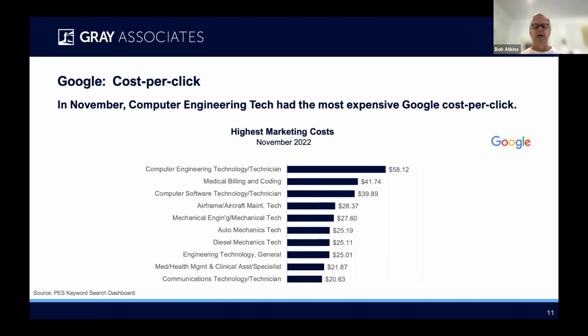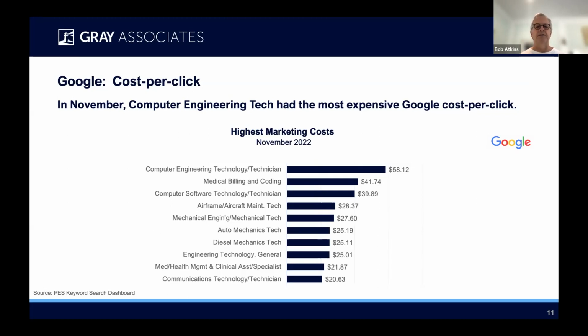Now, if we want to think about how we attract students, often that's done through Google, buying pay-per-click advertising, and it can get very expensive. So here, the most expensive program was computer engineering technology technician. Now it's coming in at $58.12 per click. Now think about how many clicks you have to get in order to win an actual student. And as a rule of thumb, I use 100. It can vary widely around that number. But that $58, if you're only getting 1 in 100 of those clicks to convert into a student, is costing you $5,800 per student. So a bit of a caution there.